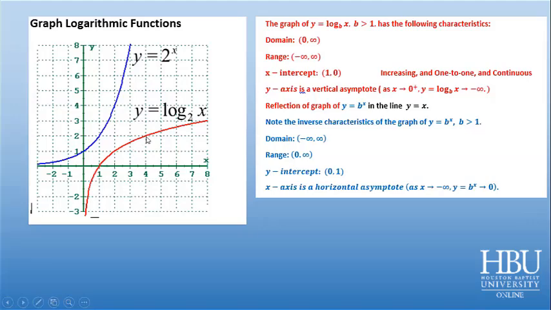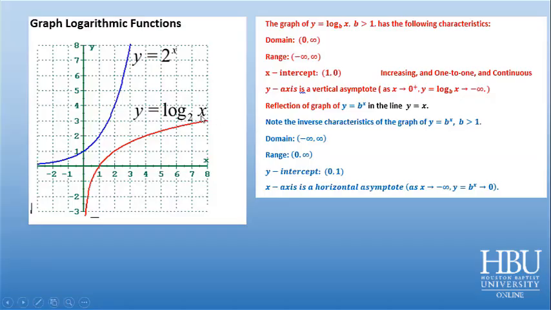There's 2, 1. If x is 4, the logarithm of 4 to base 2 is 2. 4 is going to equal 2 squared. 2 to the power 2 is 4, so the point 4, 2 is on the graph. If x were 8, and I was taking the logarithm of 8 to base 2, the logarithm of 8 to base 2 is 3 because 2 cubed is 8. So the point 8, 3 is on the graph.